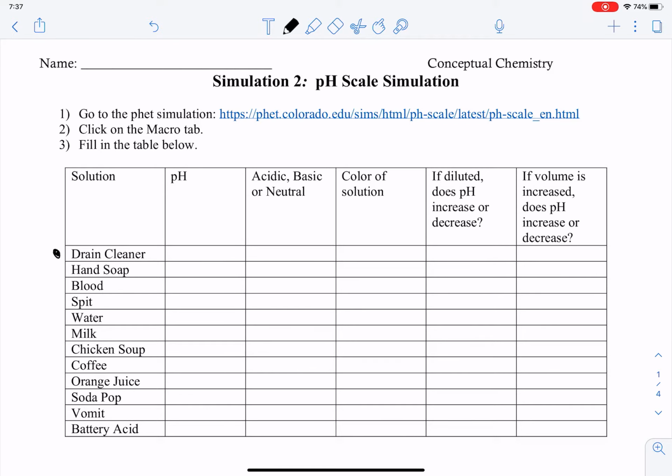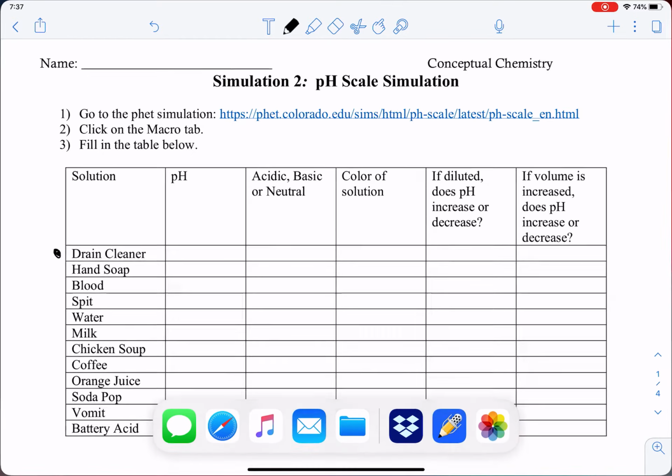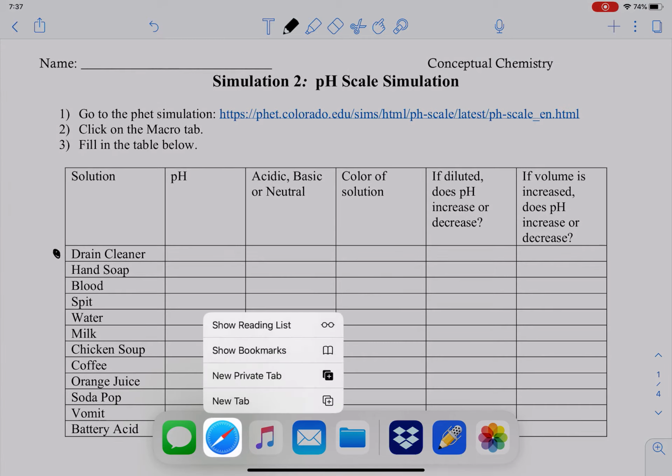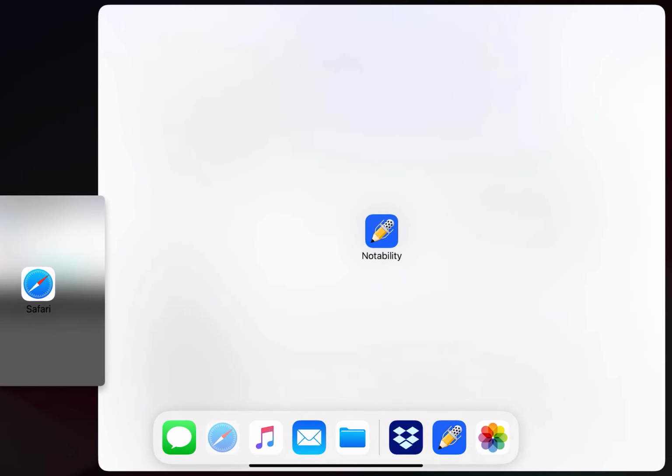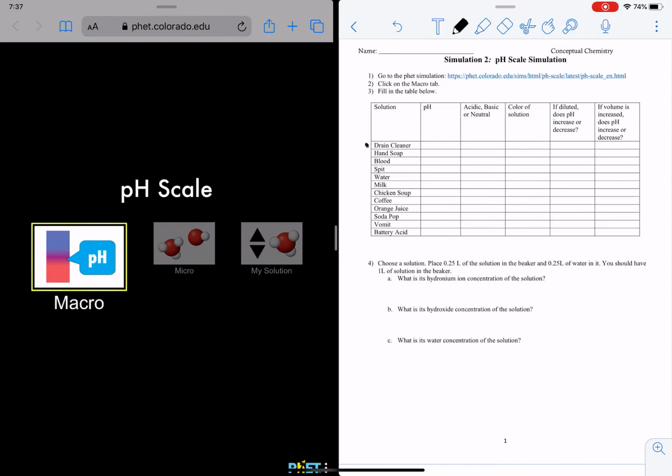Hey guys, this is a video for our pH scale simulation. We're just going to go ahead and pull up the PhET pH scale simulation found on this link. I have it already pulled up, so I'm just going to do it side by side.